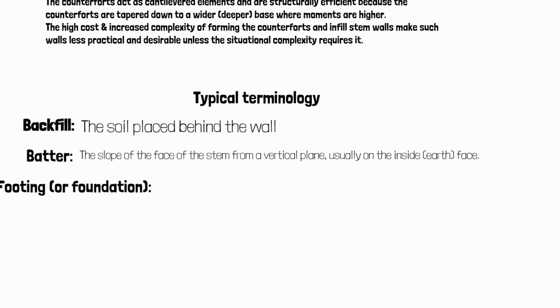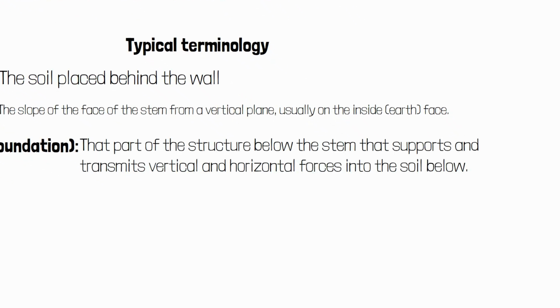Types, typical terminology. Backfill. Backfill is the soil placed behind the wall. Batter. Batter is the slope of the face of the stem from the vertical plane, usually on the inside earth face. Foundation or footing is that part of the structure below the stem that supports and transmits vertical and horizontal forces into the soil below.